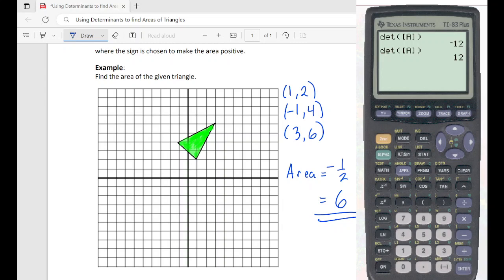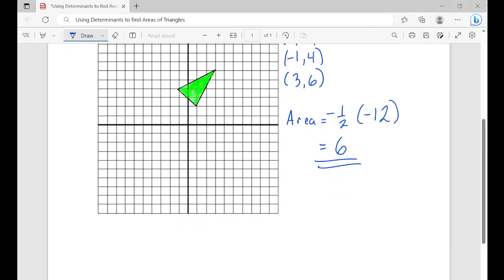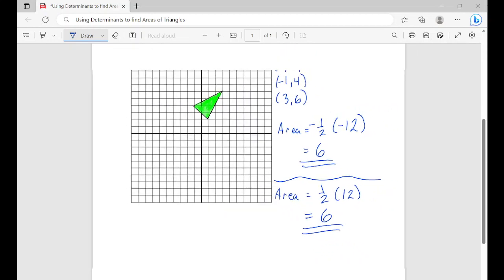Positive 12 means I don't have to worry about any negatives. So again, the area would just be 1/2 times 12, which is just 6. So whether it's positive or negative, not a big deal. If it ends up being a negative, just put a negative in front of the whole thing to make it positive. And if it's already positive, just keep it positive, and you'll get a correct answer.